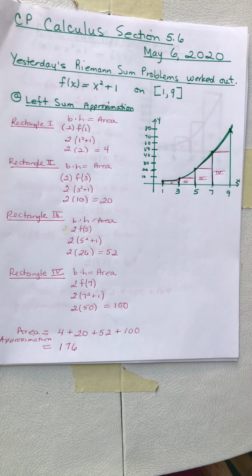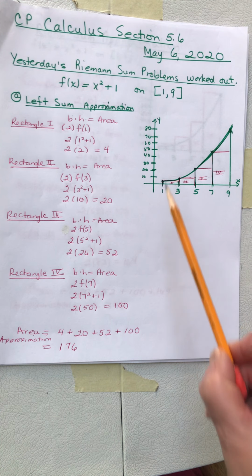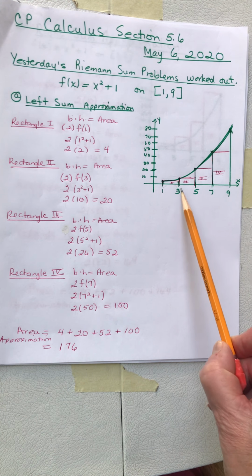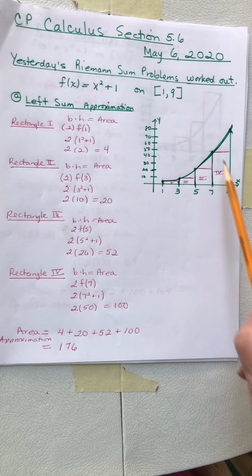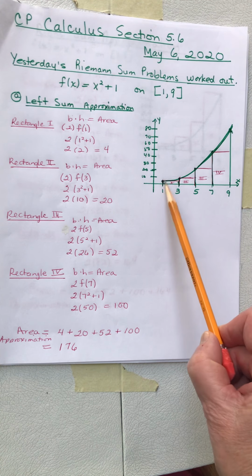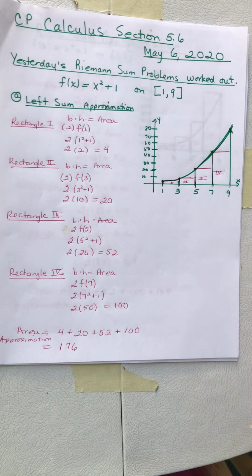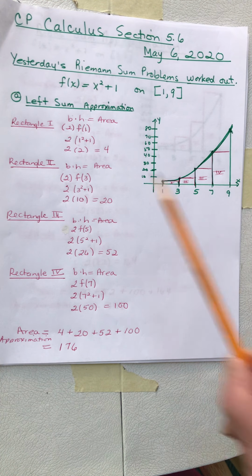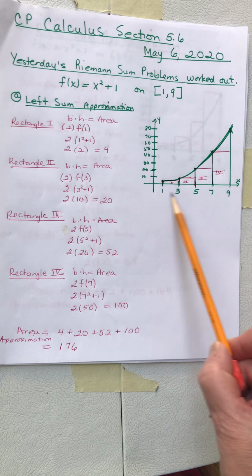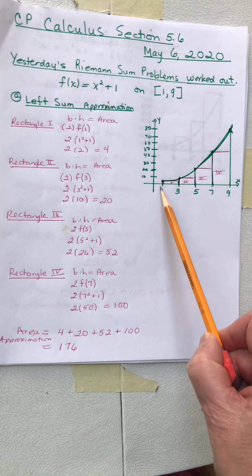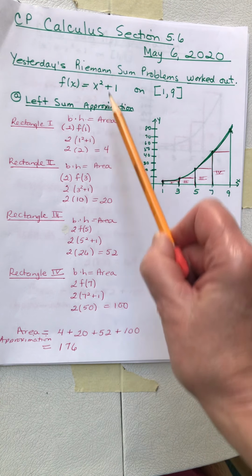If I were doing a right sum, which we'll do next, I wouldn't use f of 1 for the height of the first rectangle. I would use f of 3, then f of 5, then f of 7, then f of 9. But I wouldn't use f of 1 with a right sum. Here, we're doing the left sum approximation. For the height of rectangle 1, I need f of 1, so I plug 1 into my function, which I did right here.